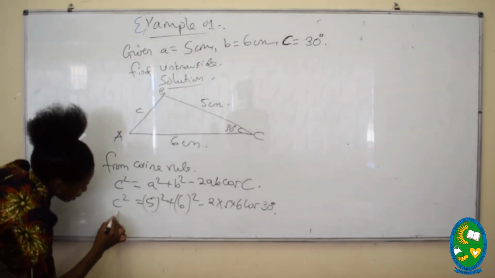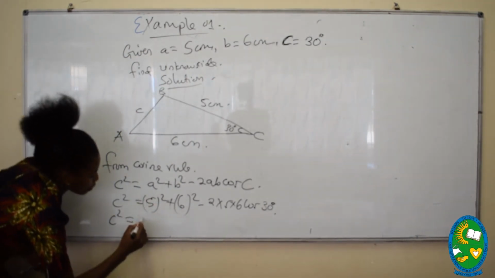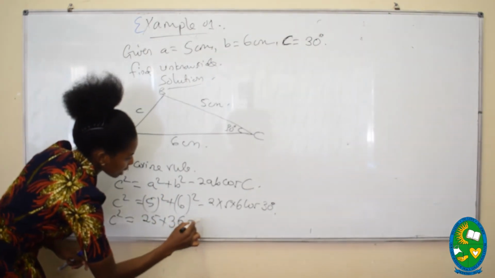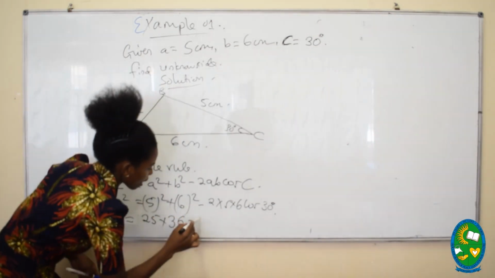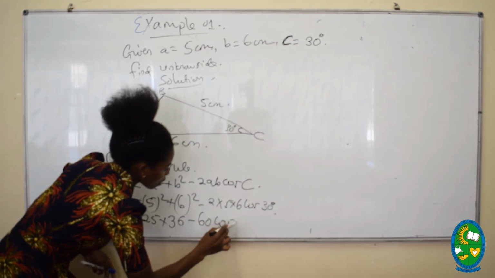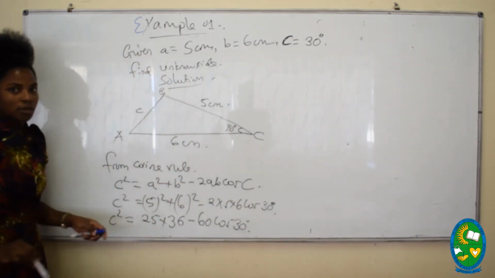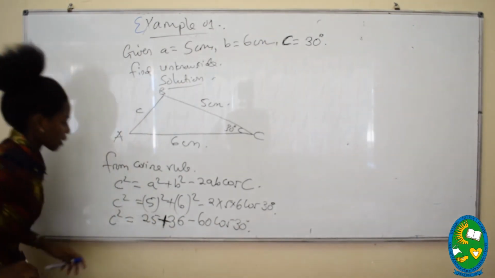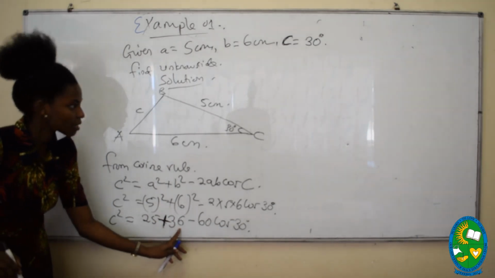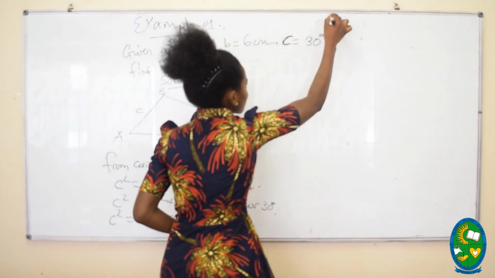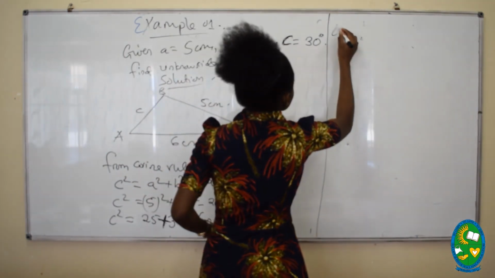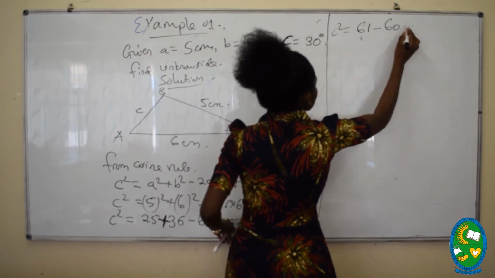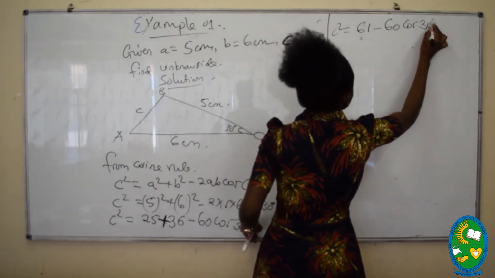So we have c square equals 5 square, which is 25, plus 6 square, which is 36, minus 2 times 5 times 6, which is 60, cos of angle 30 degrees. If we add 25 plus 36, we have 61. Here we now have c square equals 61 minus 60 cos of 30 degrees.